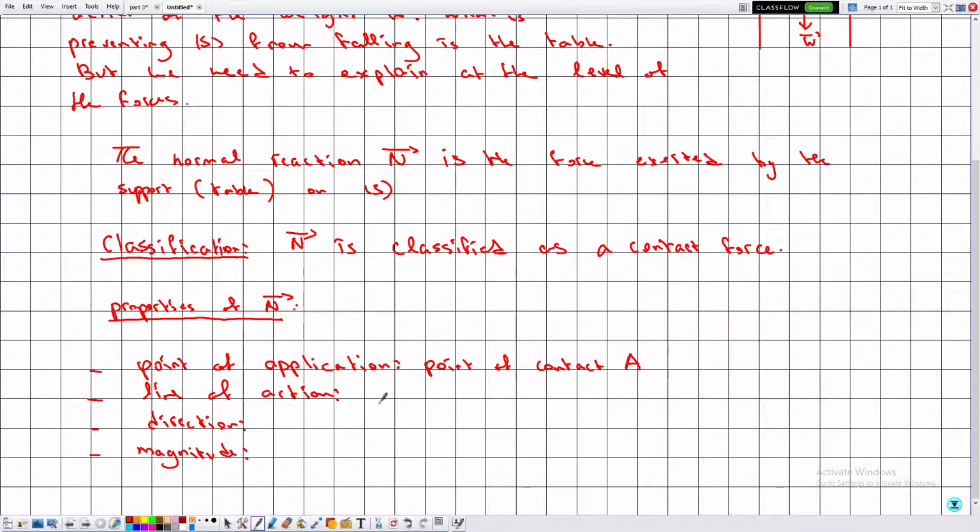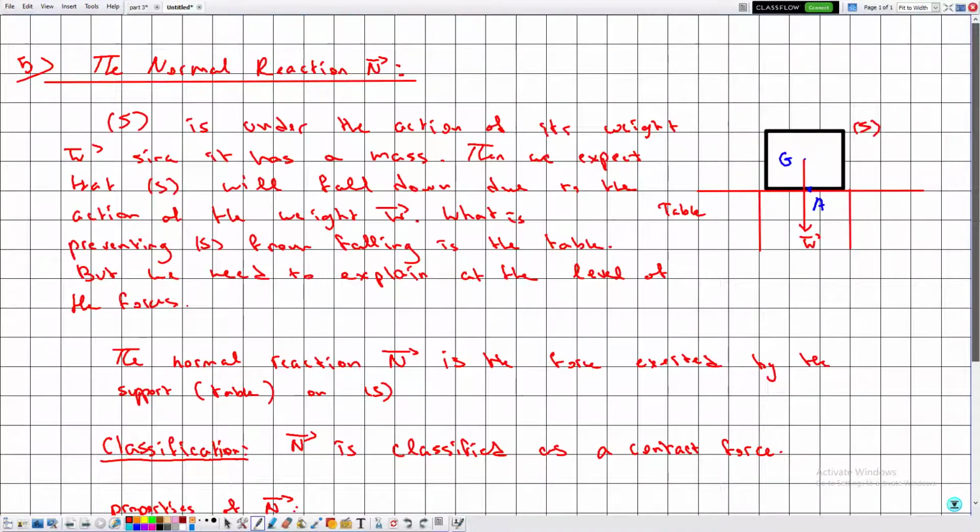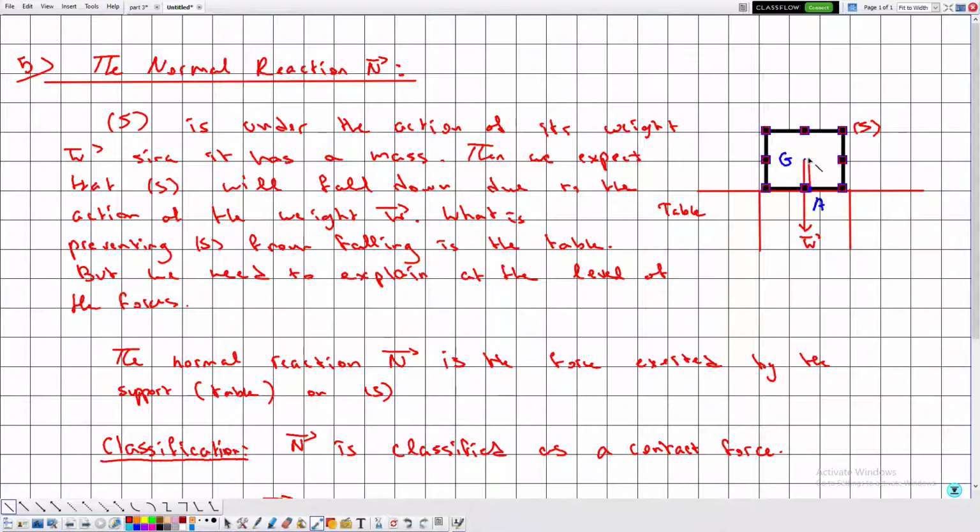So what about the line of action? The line of action is given by perpendicular to the support. And if you refer back to the figure, what is perpendicular to the support? This is perpendicular to the support, which is like this.